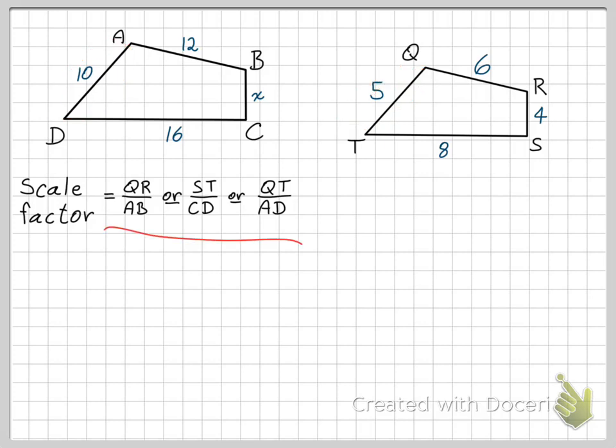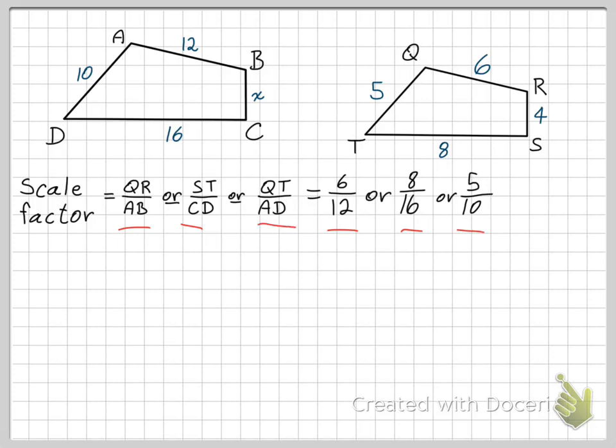But notice that I did not say RS divided by BC. RS divided by BC would not help us out because we don't know how long BC is. It's just an x value, just a variable. So that's why I only have these three written down. To continue, we could go either QR divided by AB, which is 6 over 12, or ST divided by CD, which is 8 over 16, or QT divided by AD, which is 5 over 10. All of these will give us the same value, which is 1/2. So the scale factor between these two polygons is 1/2.